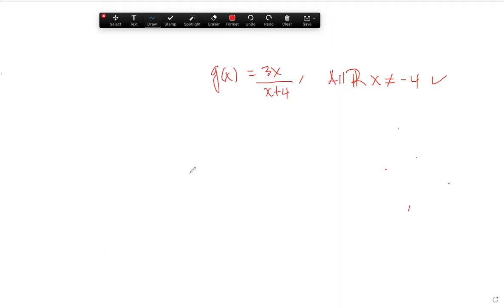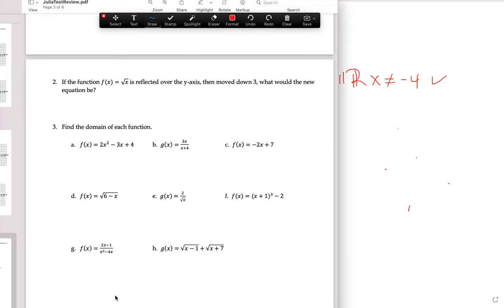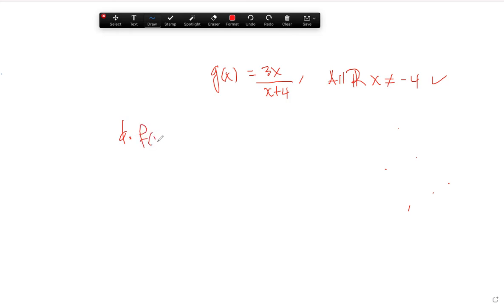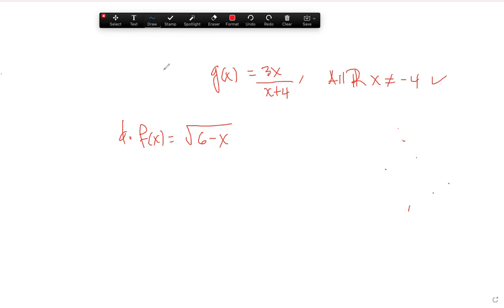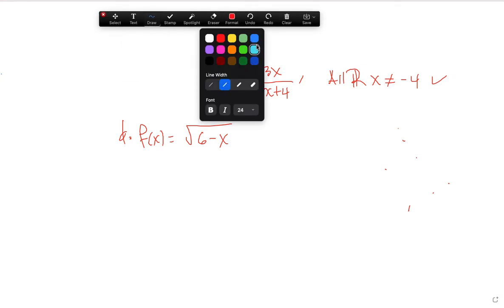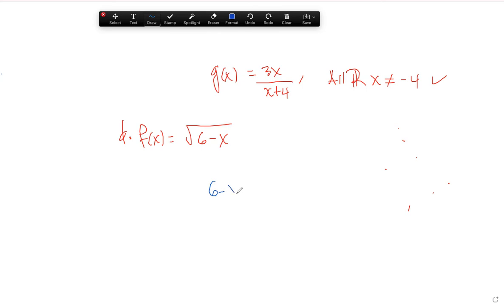And then what about for D, which says f of x equals square root of 6 minus x? What about for this one? So it can't be a negative number in there. Yeah, so just make it automatic, make it a reflex. Take the inside, set it greater or equal to 0. When you do, if you add x to both sides, it's going to say 6 is greater or equal to x.